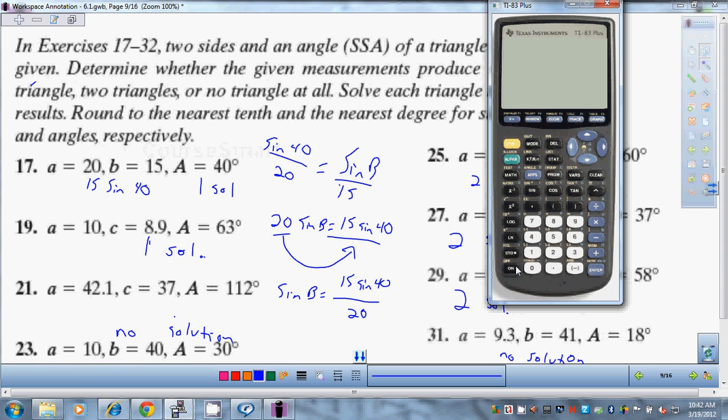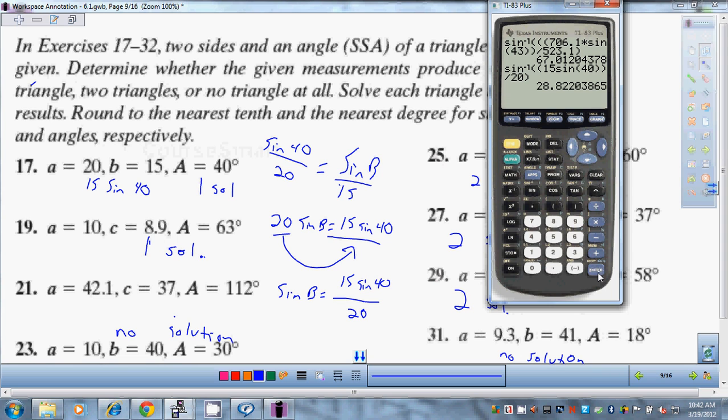Good question. You will do sine inverse. Now, you need to open up a separate parentheses just for your numerator. 15 sine 40. Close off your sine. Close off your numerator. Divided by 20. Then close off the entire sine inverse. Enter. 28.8 degrees.